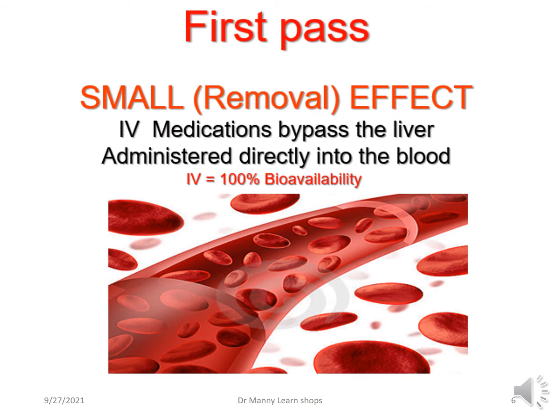The first pass can have a small removal effect, and this is where IV medications bypass the liver because they're administered directly into the blood, and if they're given intravenously, then you have 100% bioavailability. As we saw with insulin, a small removal effect on the first pass.